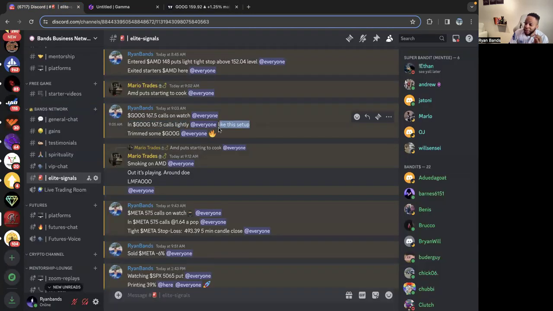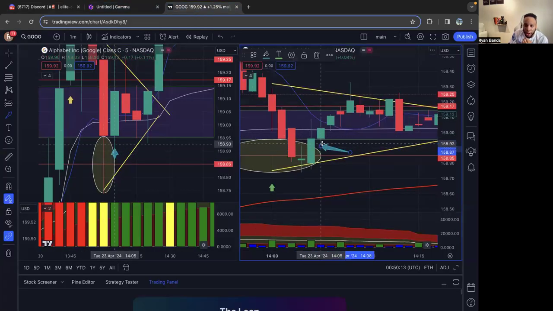Because this fair value gap sweep, guys, believe it or not, I do back testing on my trades, and I've done about 50 trades back testing, and this really works. So then I see that retest right here. We bought our calls right here.